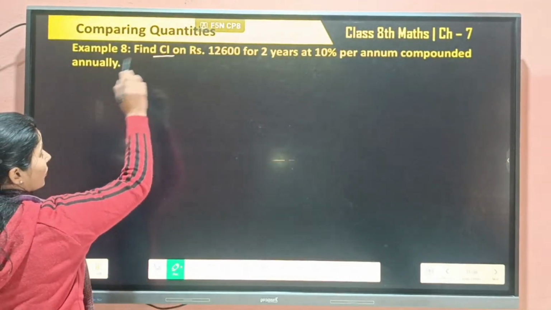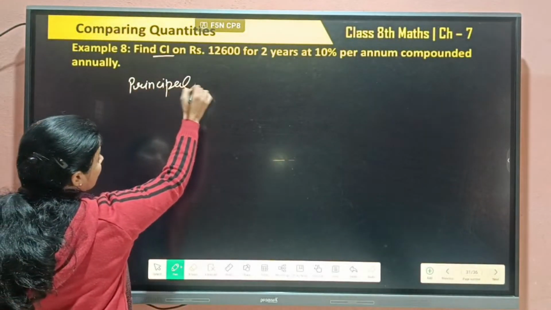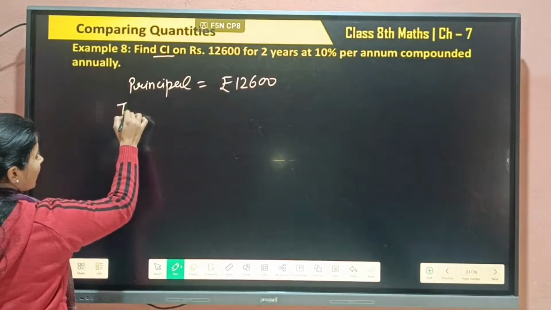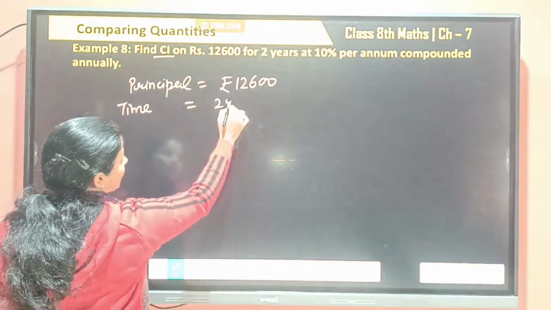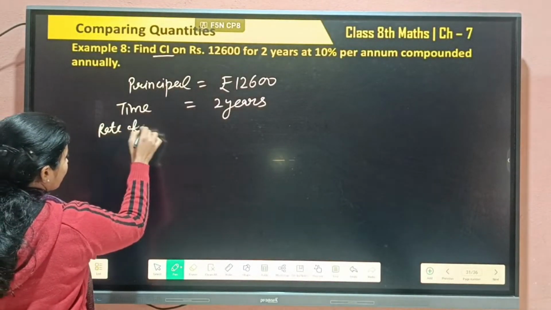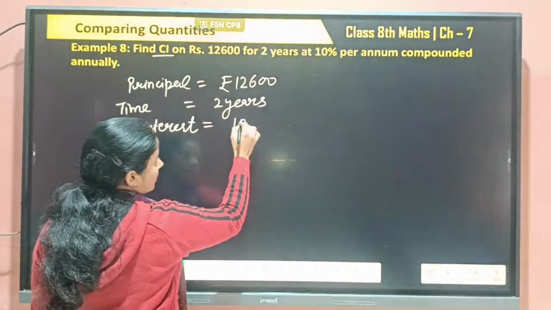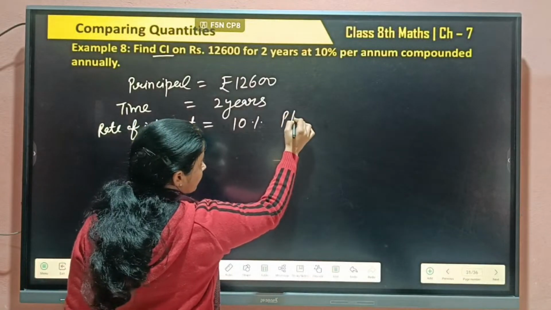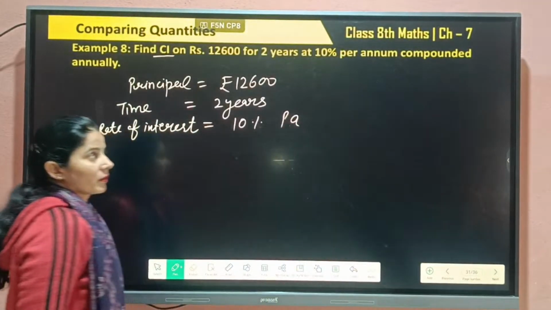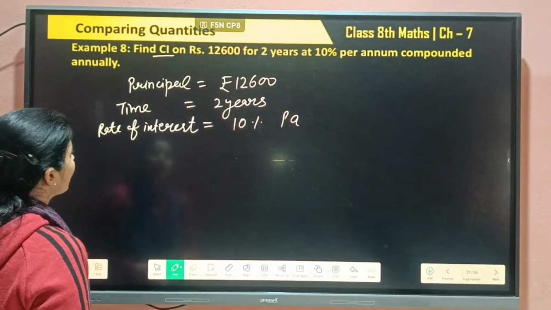Compound interest. What is given to us? Principal value is rupees 12,600 and time is 2 years, and rate of interest is 10% per annum. This is PA, per annum. Means this interest is calculated annually. Now we need to find out compound interest.